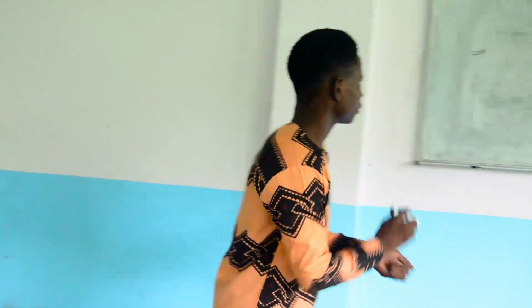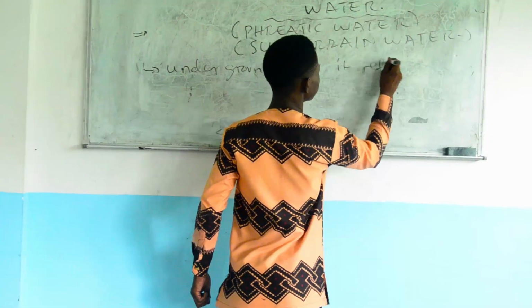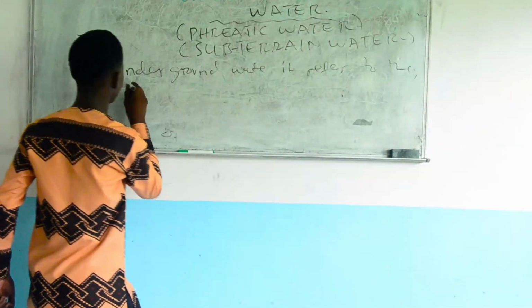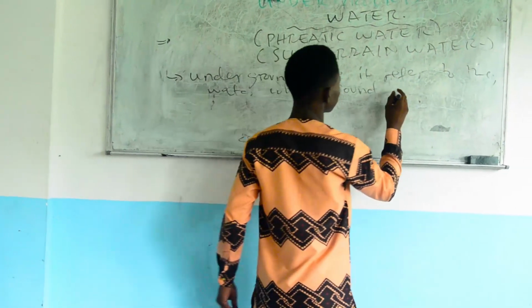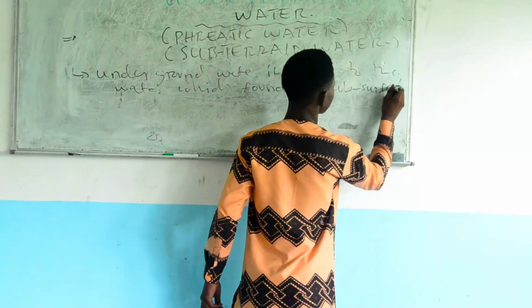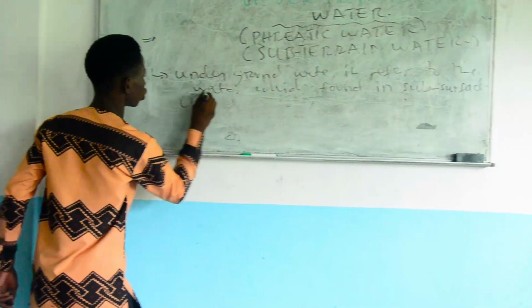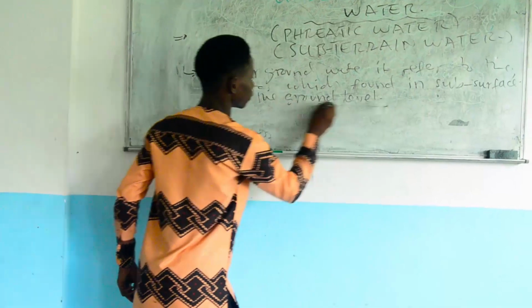Underground water refers to the water which is formed in the subsurface, or you can say into the ground level. So underground water means those waters that are found in the ground or at the subsurface.